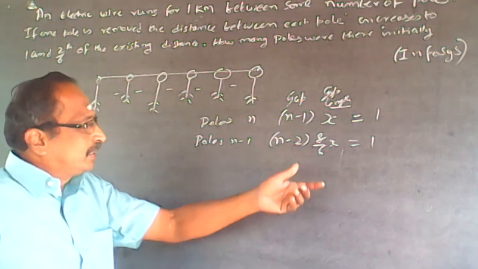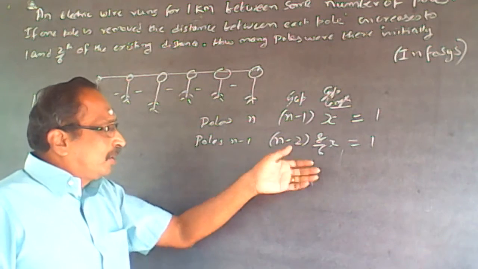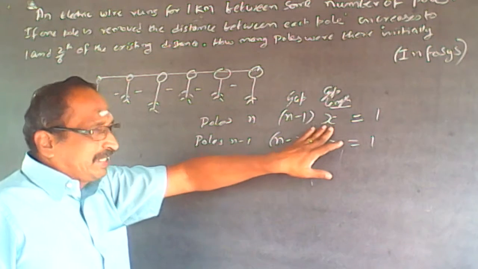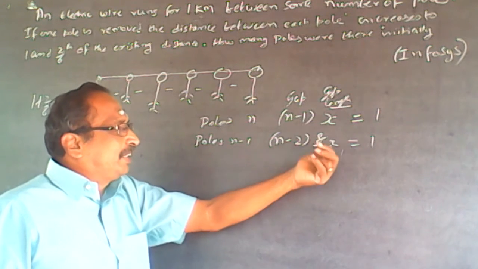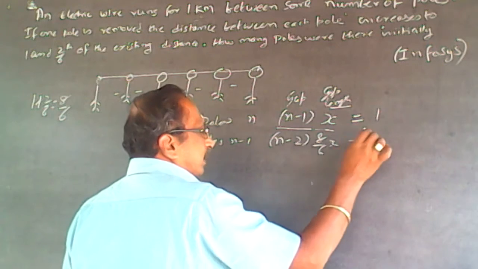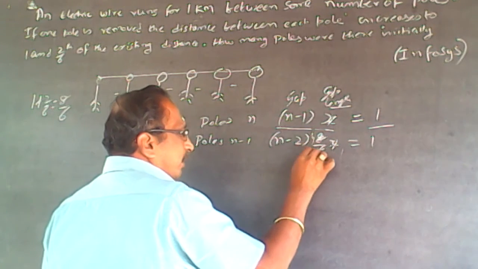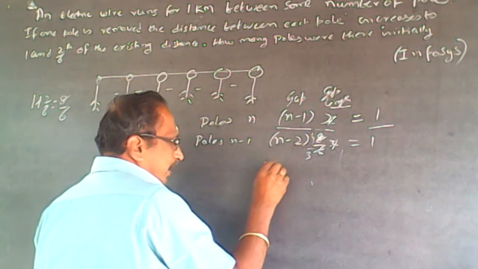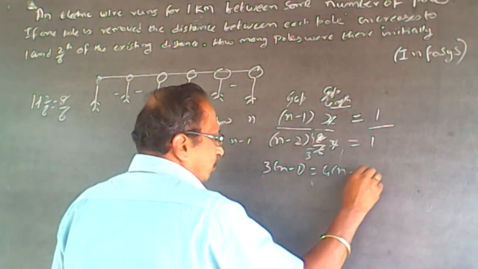Now there are 2 equations and 2 variables, so it can definitely be solved. The unwanted variable is x here. We can solve it anyway, but the easier way is to divide the 2 equations, left hand side by left hand side, right hand side by right hand side, and x will get cancelled out. This I can also simplify as 4 and 3. Now this 3 will go up, so 3 into n minus 1 will be equal to 4 into n minus 2.